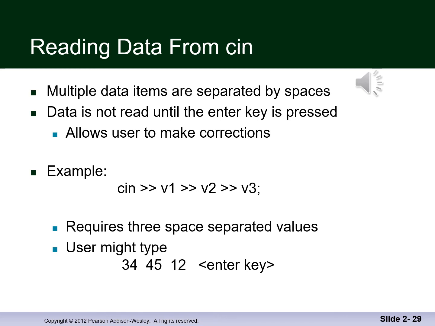So if you prompt them to type in 3 initial values for variables v1, v2, and v3, and they want to type in 10, 15, and 20, and they type in 10 space 15 space 20, and they realize instead of 15 they actually typed in 51, they transposed them, but they didn't hit Enter yet. They can backspace to the 51 and change it to 15 space 20, then hit Enter.